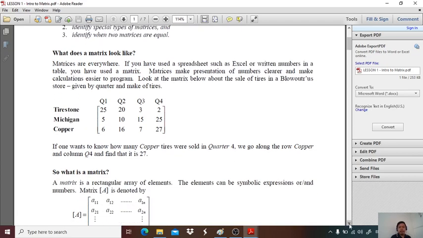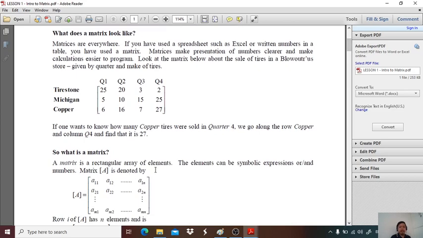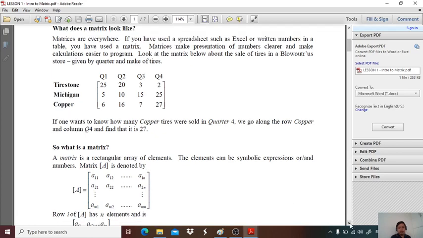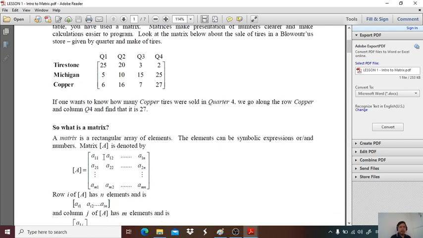Okay, so what is a matrix? A matrix is a rectangular array of elements. The elements can be symbolic expressions or numbers. Matrix A is denoted by this A, then we have a set array of elements. We can use the word entry or element for each of these: A11, A12, and so on, A21. The 1 and 2 denote what row and what column it is.